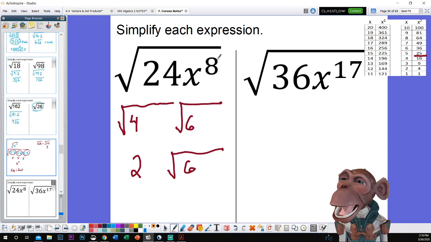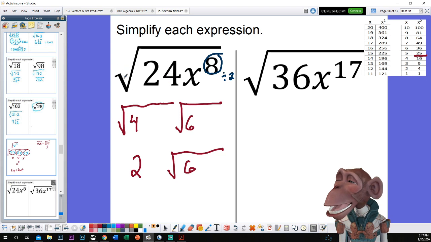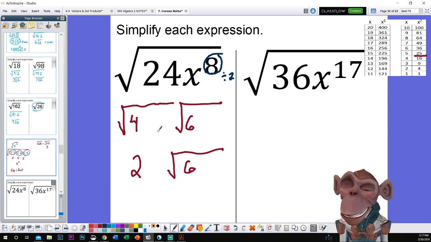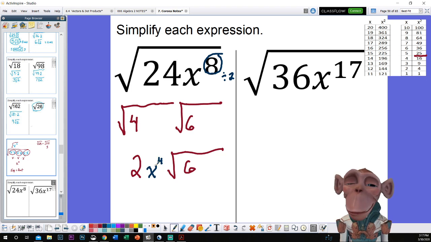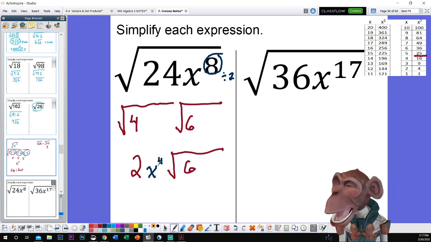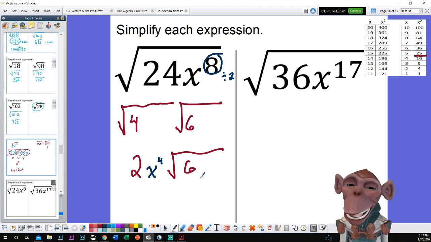Remember we said we're going to take this number and we're going to divide it by 2 because this is a square root. So 8 divided by 2 gives me 4, and exactly 4. There's no remainder at all or anything like that. So that's going to go here on the outside. 8 divided by 2 was 4, so the x to the 4th goes on the outside. And then I'm done. Since there was no remainder, there's nothing that stays inside the root.